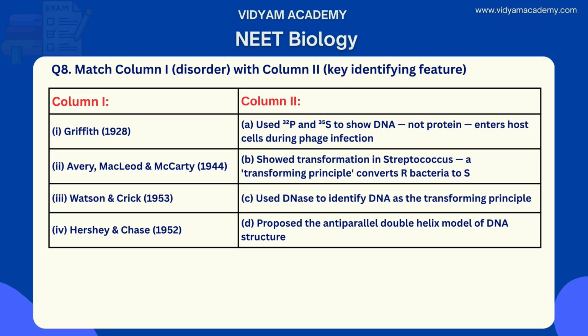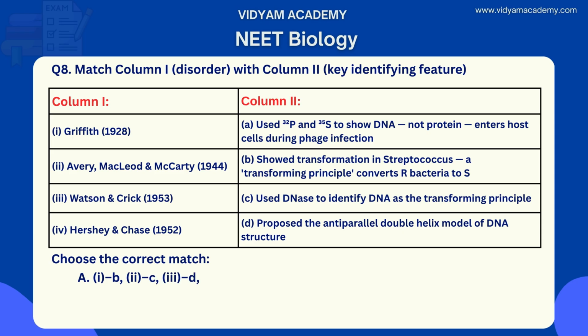Option 1 to A. Used 32P and 35S to show DNA, not protein, enters host cells during phage infection. Second one, B. Showed transformation in Streptococcus, a transforming principle converts R bacteria to S. C. Used DNase to identify DNA as the transforming principle. D. Proposed the anti-parallel double helix model of DNA structure. So here are the options.